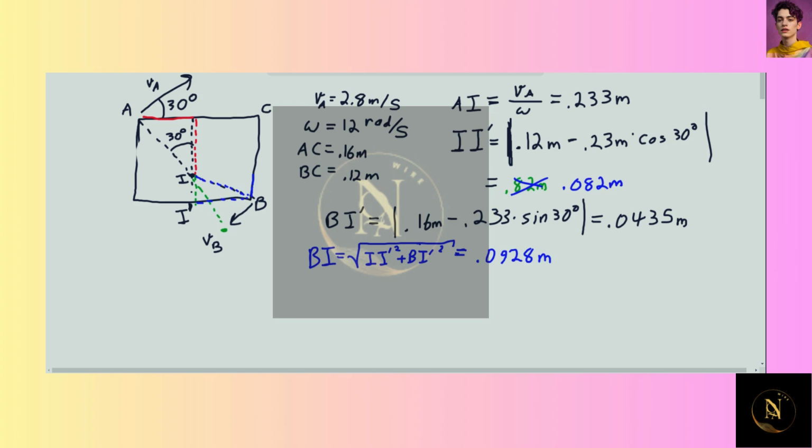Then next we want to calculate the actual velocity of B. We can calculate the velocity of B by looking at the distance from the center of rotation crossed with omega. They'll be at right angles to each other, so that part is nice and easy. We know what BI is, we know what omega is, and we find the velocity of point B is then 1.114 meters per second.